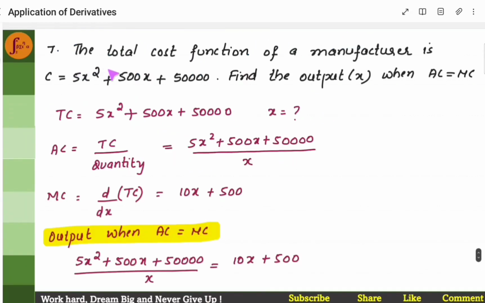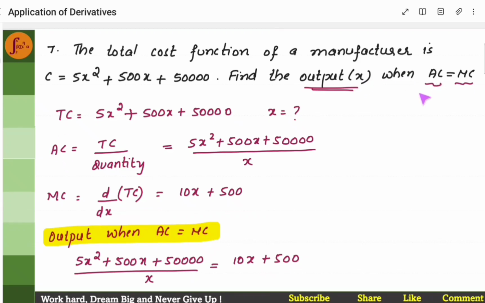So let's look at the seventh problem. The total cost function of a manufacturer is this function. Find the output when AC is equal to MC. When average cost is equal to marginal cost, we'll have to find the output. Output is the number of units, quantity. Now, total cost function is given. We need to find output when AC is MC.